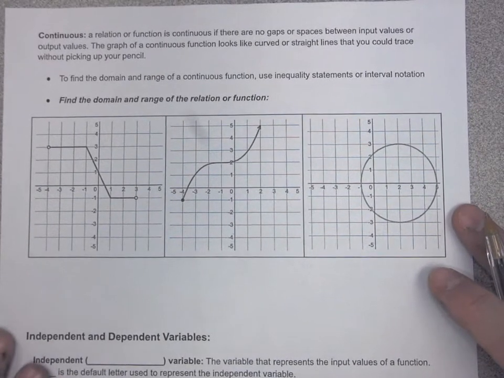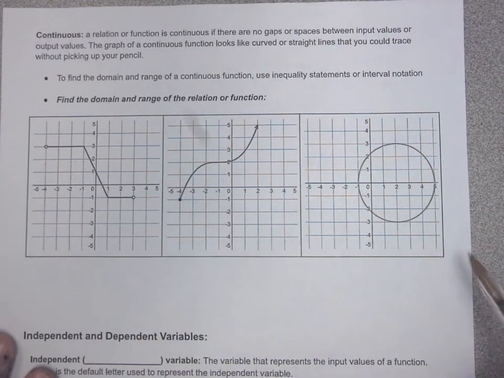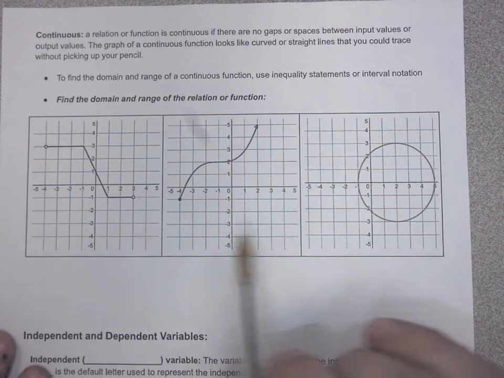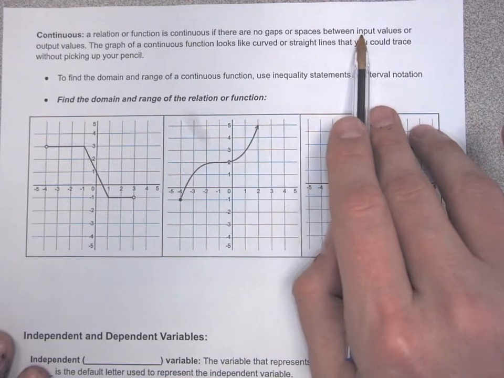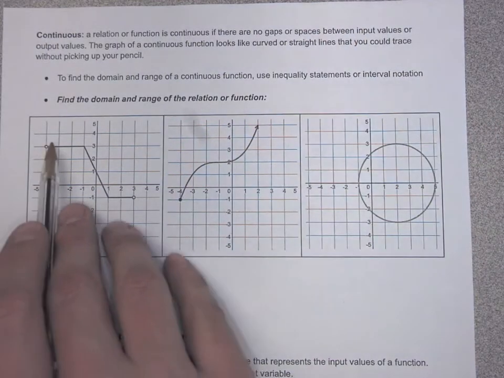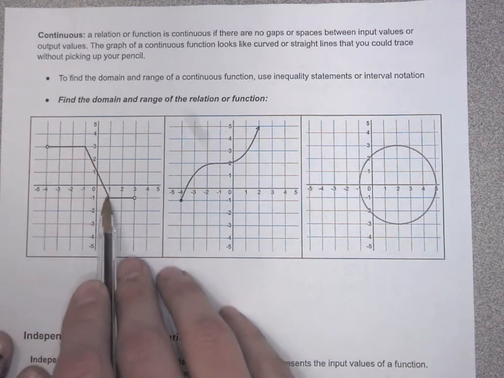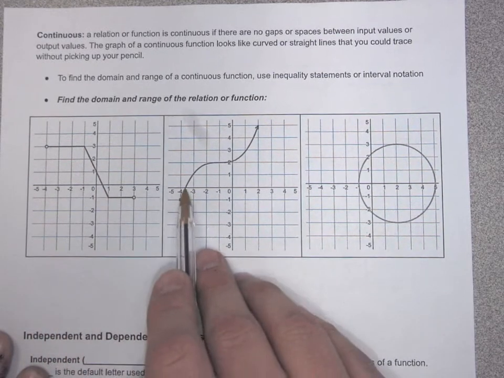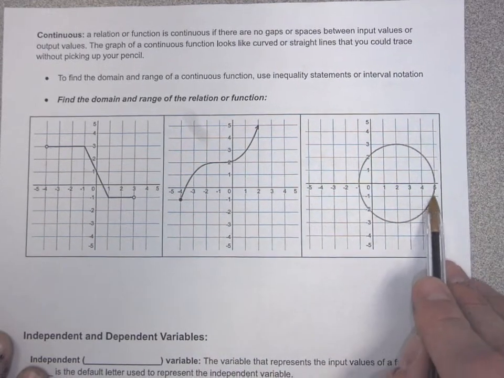All right, so we talked about discrete functions. Discrete functions, when you see them in graph form, they're just like a bunch of separate points. Continuous means that the points are all connected. So a relation or function is continuous if there are no gaps or spaces. You should be able to draw your graph without lifting up your pen or pencil. Right? There's no gaps, there's no spaces, there's no jumps. Okay, that's what continuous means.